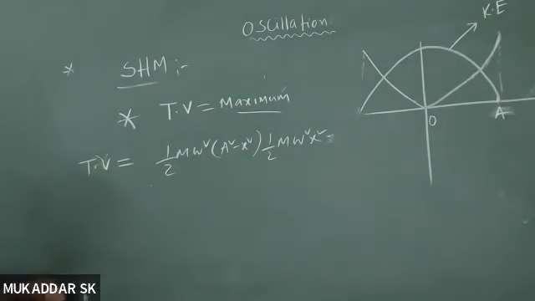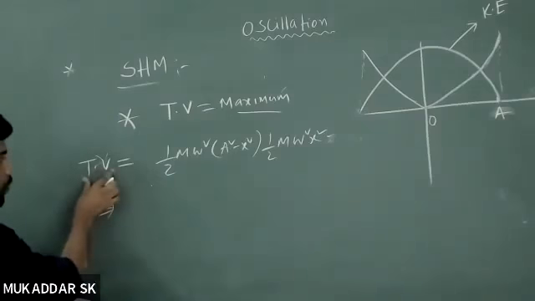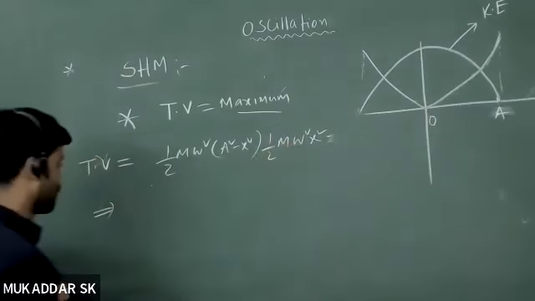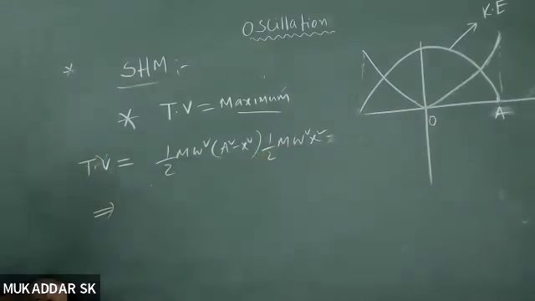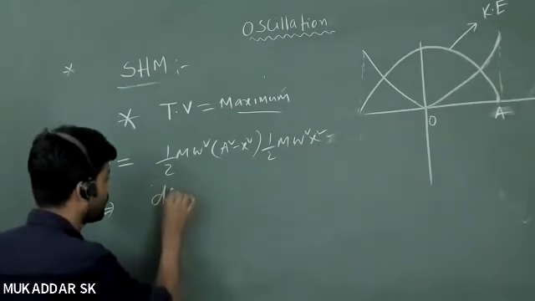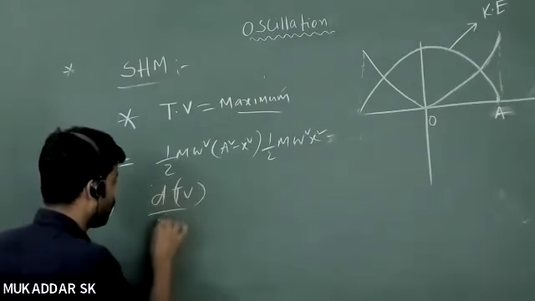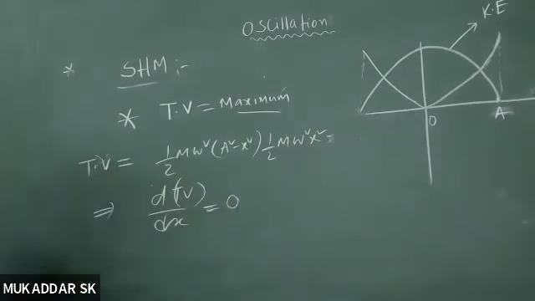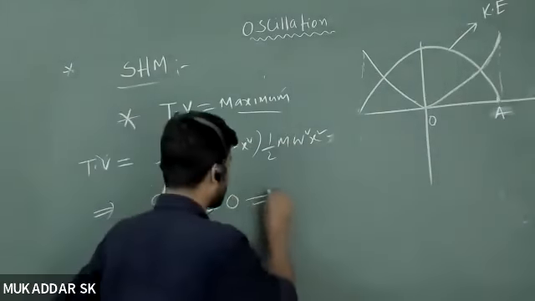Now to check the maximum, how will we check the maximum? Because you can clearly see this product of kinetic energy and potential energy is a function of displacement, right? So to check where it will be the maximum, you have to differentiate this with respect to x, and you have to put this equals to 0.